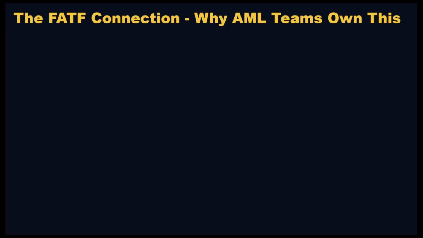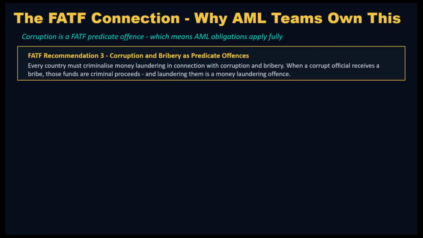All right, so let's now discuss why compliance professionals sometimes get this wrong. Why do they sometimes ask, why is bribery and corruption an AML issue? Surely that is a legal or ethics problem. The answer is in FATF Recommendation 3. It requires every country to criminalize money laundering in connection with all serious crimes, including the 21 designated categories of predicate offence. Corruption and bribery is explicitly on that list.